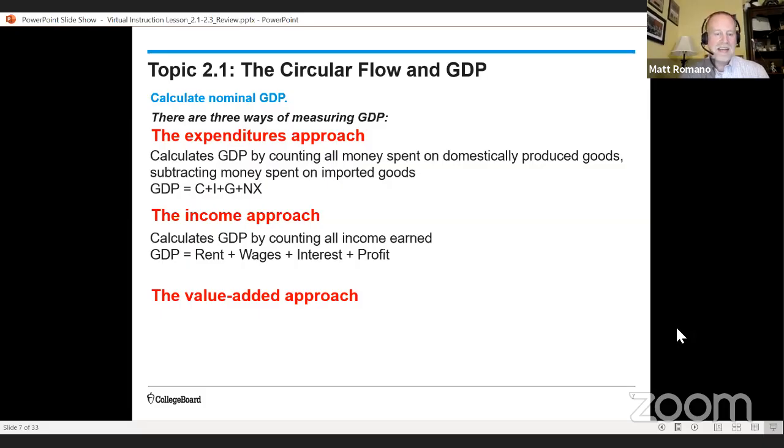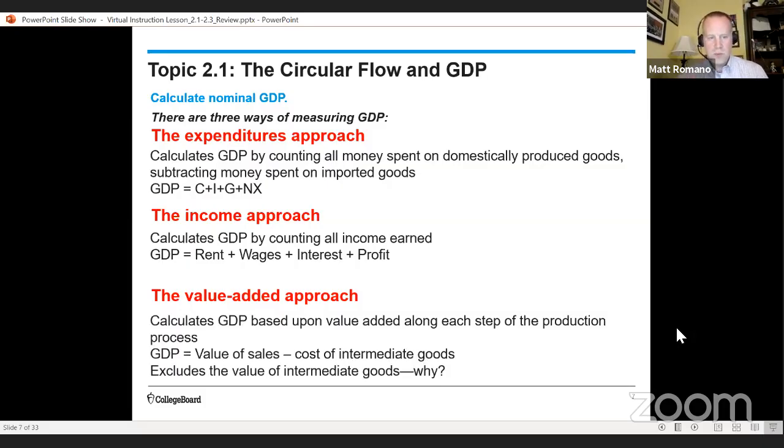Finally, there is the value added approach. We don't hear as much about this one, but again, it's worth mentioning. It's part of AP Macro. We need to know what this is. You're calculating GDP this time by moving along the steps of the production process and adding the value that is added from each step.